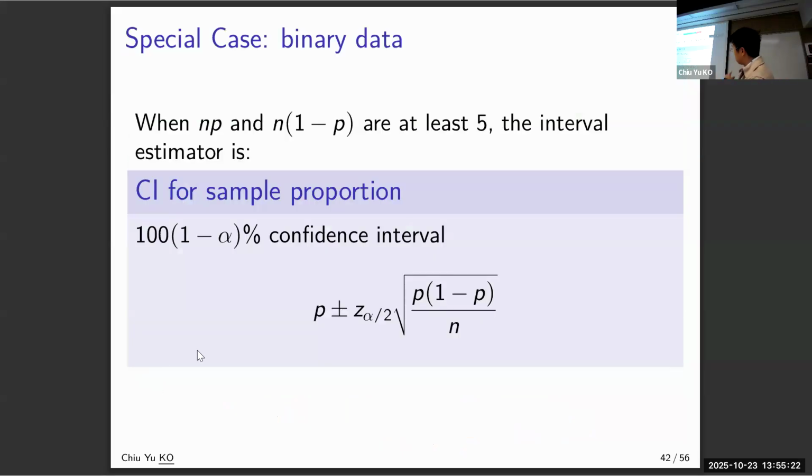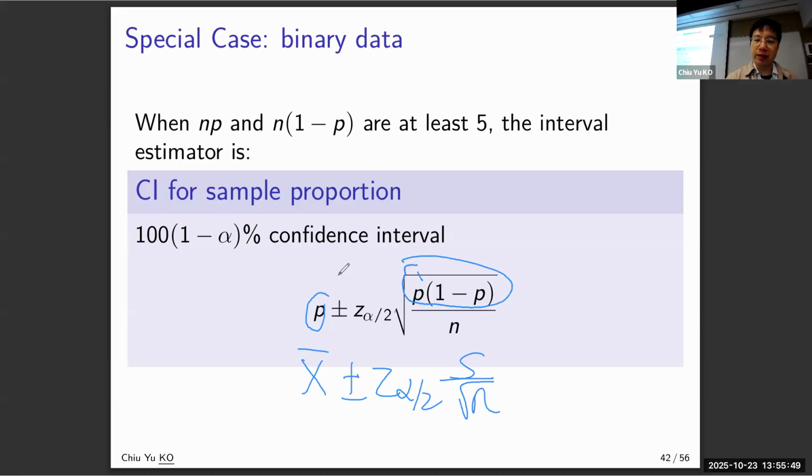But before we do that, we talk very quickly about binary data. For binary data, it is the same, right? Because you just remember the formula for the mean is x bar plus minus z alpha over 2 times s over root n, right? And for binary, s is equal to the square root of p times 1 minus p, right? So that's why you have this formula. So there's nothing new in this one, okay?